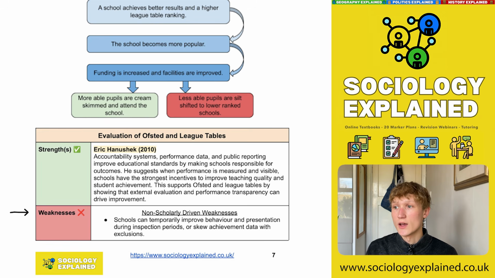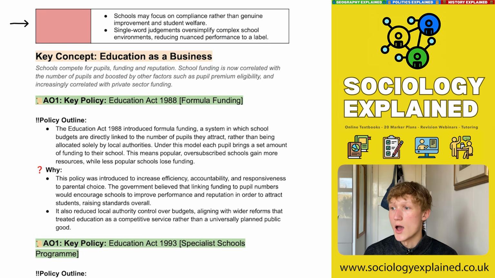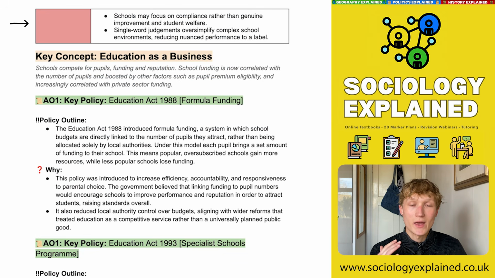But you could also criticise policies. If you couldn't think of someone like Will Bartlett in the exam, you could also criticise them in a few other ways, like these criticisms here, which are that, for example, Ofsted may encourage schools to focus less on things like student welfare and focus more on things like numbers and results.